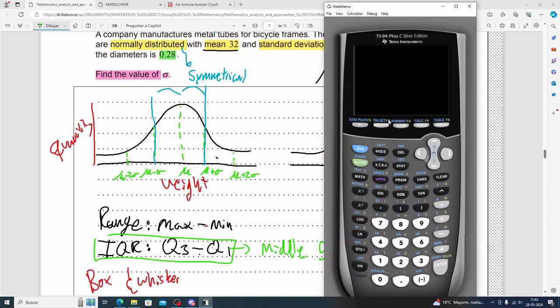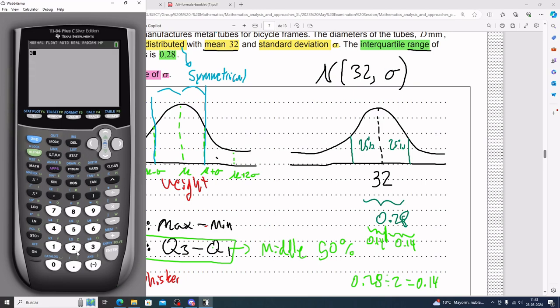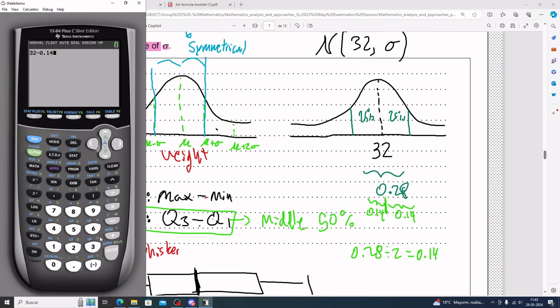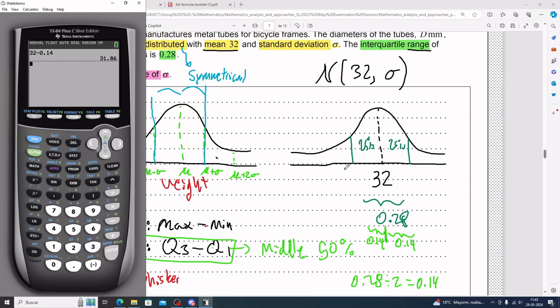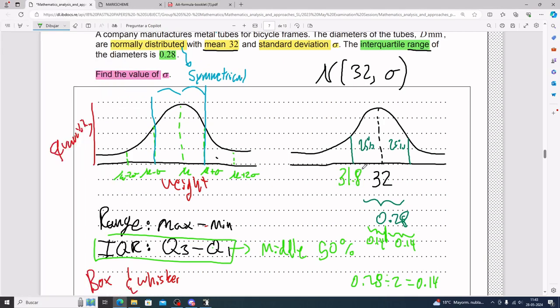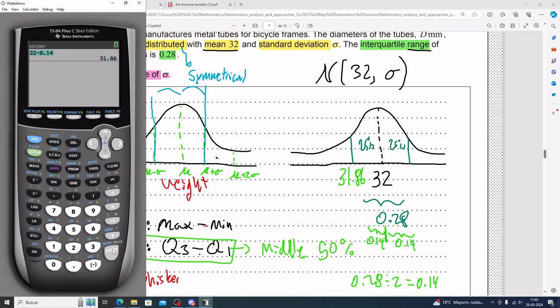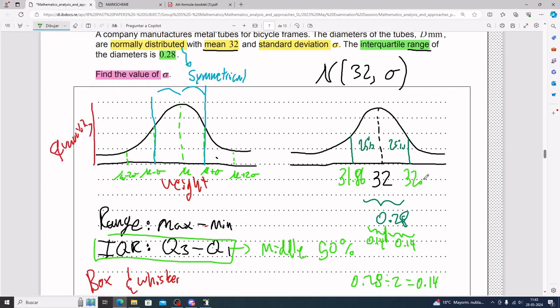So that means if you take 32 and you subtract from it 0.14, you just discovered that this number here is 31.86, and that to the right, you take this 32 and you add 0.14, you end up with 32.14. And this, ladies and gentlemen, is actually huge. So what you just discovered is that Q1 is 31.86 and Q3 is 32.14. That is what you just discovered, and this is what you express onto your diagram.